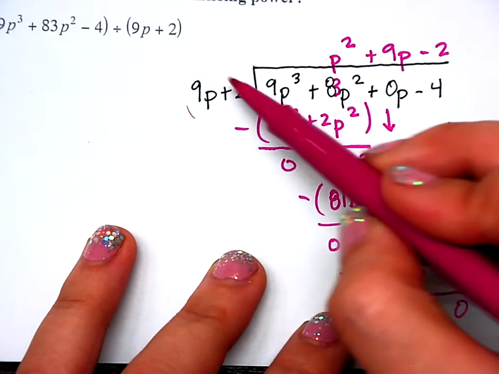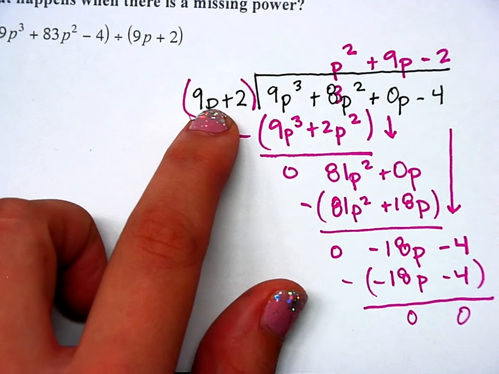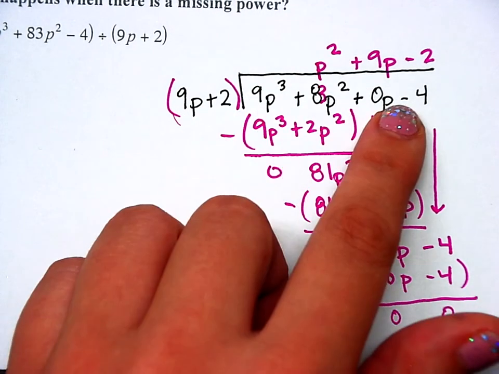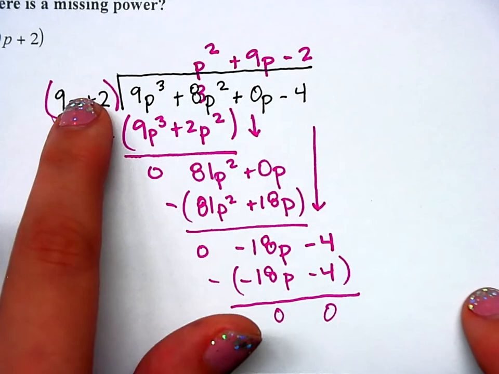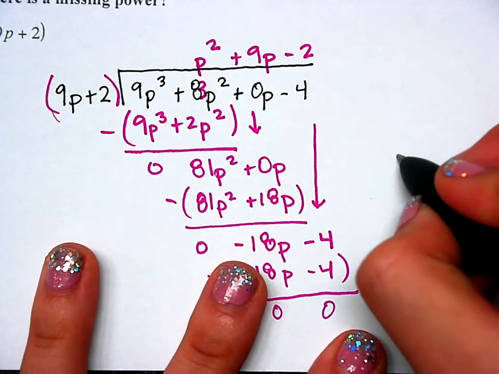So that means this divisor right here, this polynomial, is in fact a factor of this polynomial. So when we write our answer, when I say this polynomial divided by this one, we just get to write this answer right here, no remainder.